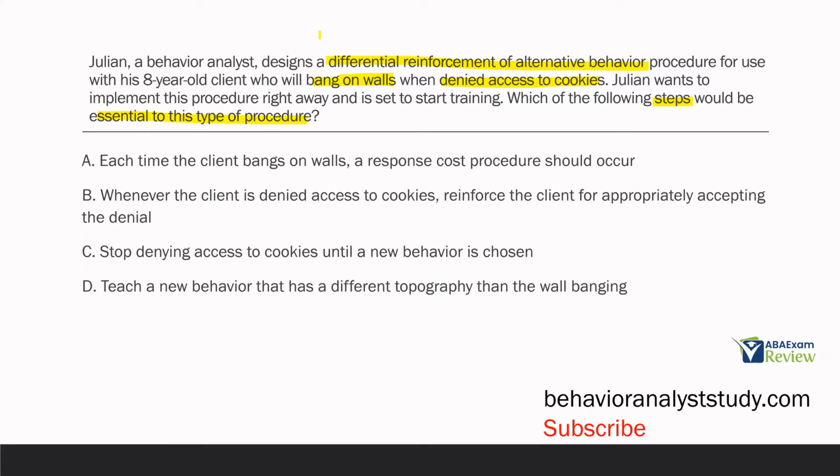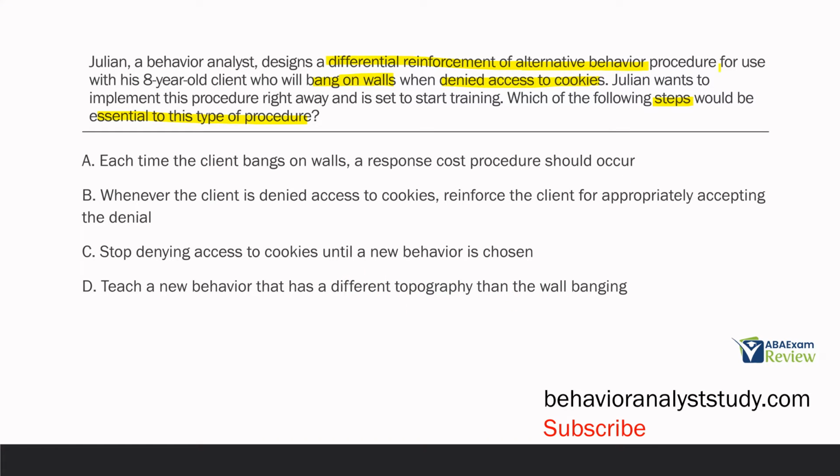C, stop denying access to cookies until a new behavior is chosen. That is not going to help us with the differential reinforcement procedure. We need to give the client an opportunity to respond to one, put the old behavior on extinction, and two, teach the new behavior. And then three, teach a new behavior that has a different topography than the wall banging.